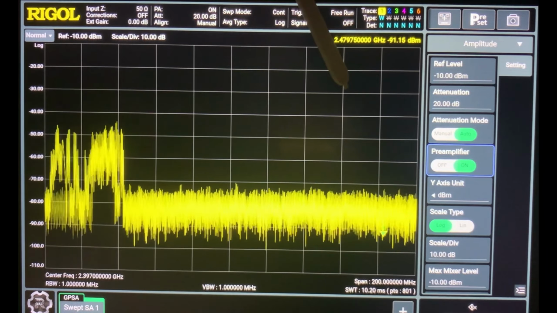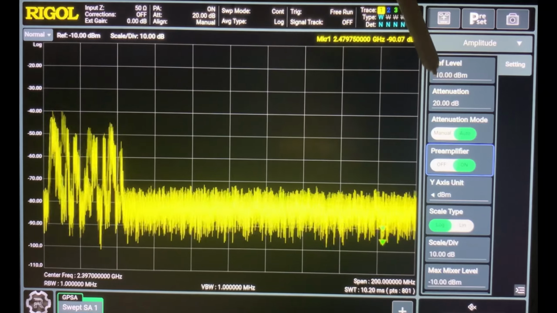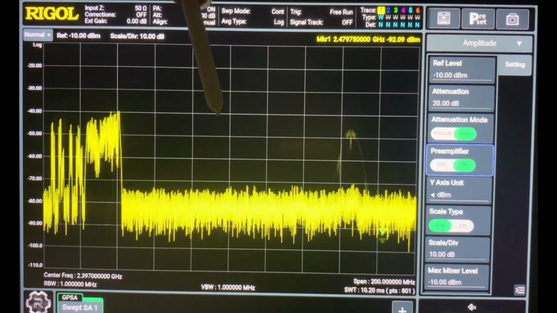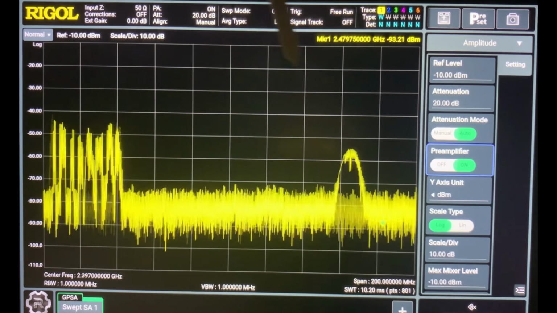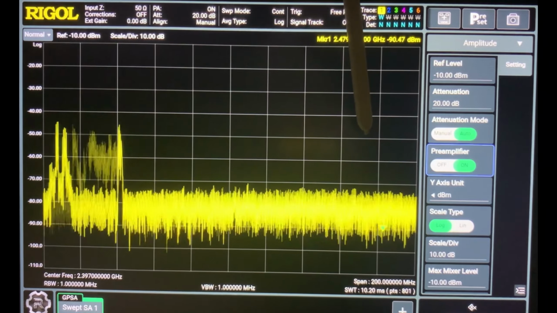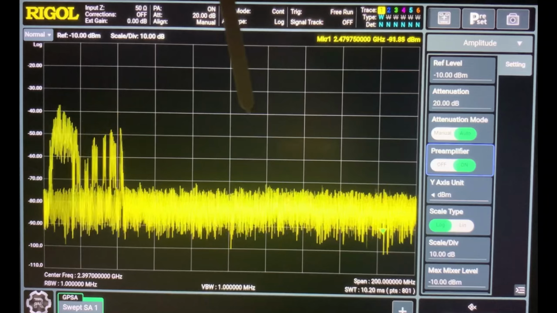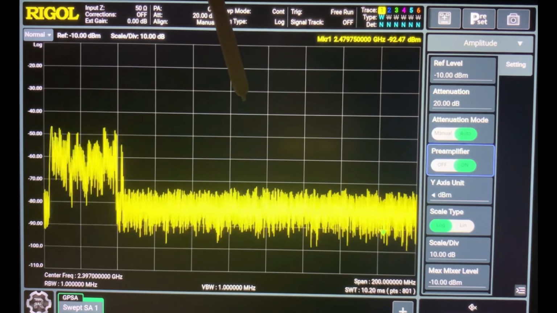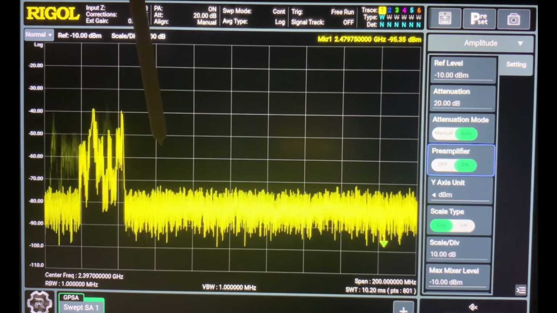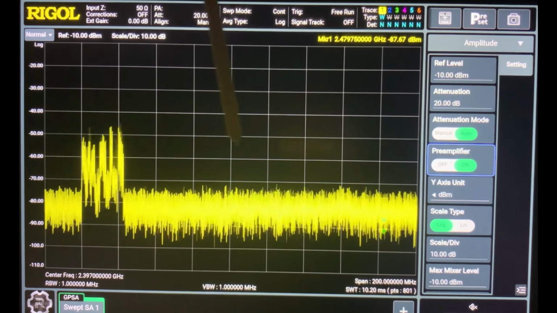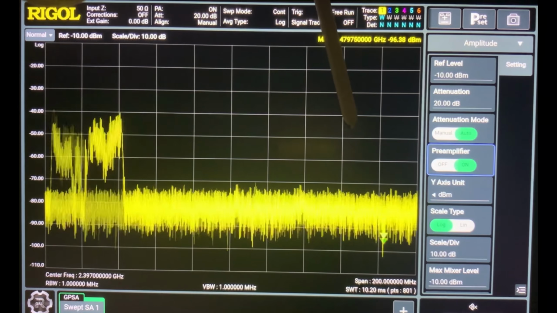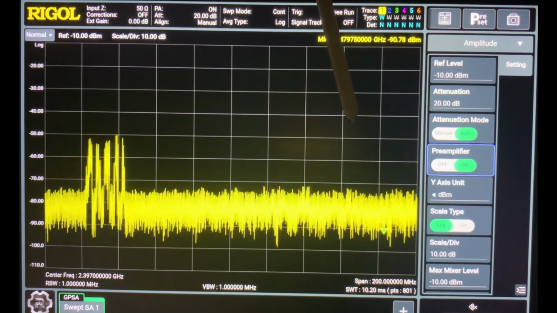Short signals are very common: interference, hopping signals, digital bursts. If the signal is shorter than the sweep time, a normal spectrum analyzer may miss it completely. There are some signals here, but the spectrum analyzer misses them completely. For this signal, we only see it once in a while.